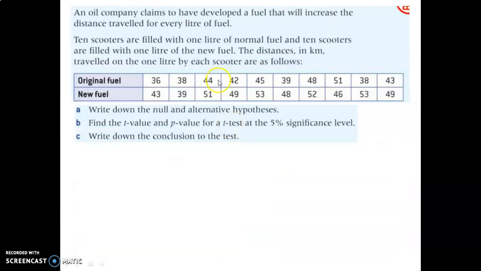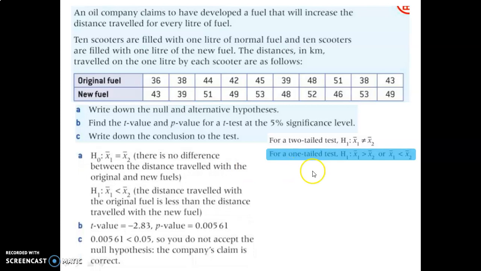Okay, the second question is this. Pause and read it now. We're trying to figure out if there's a significant difference between the original fuel and the new fuel. So you're going to run the t-test on your calculator, and now let's check your work. We're going to run a one-tailed t-test this time because we're looking to see if one is better than the other. We get these results, and we can make this conclusion. Please pause and check this carefully.